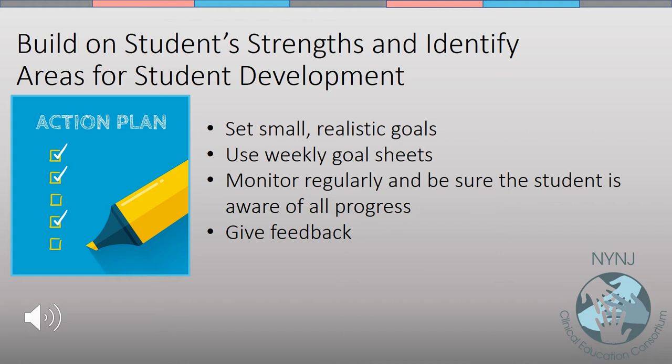If challenges persist, the school may assist with an action plan or learning contract. Student growth and development is best discussed at regular intervals. A weekly meeting between the CI and the student is beneficial to reflect on goals achieved, goals to be continued, and new goals to be created. Monitor regularly and be sure the student is aware of all progress. Provide positive along with constructive feedback throughout.